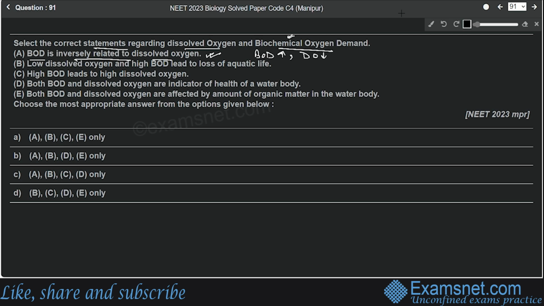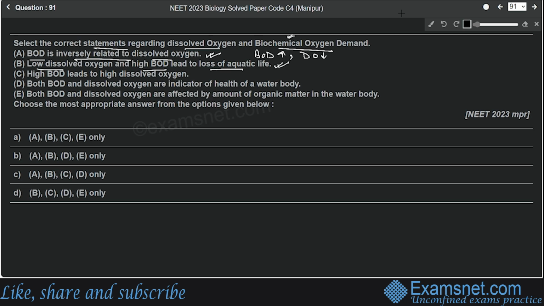Then the second statement says low dissolved oxygen and high BOD lead to loss of aquatic life. Yes, when BOD increases, the amount of dissolved oxygen will decrease, so the aquatic organisms will not get enough oxygen for breathing or respiration, so it will lead to their death. So this is also a correct statement.